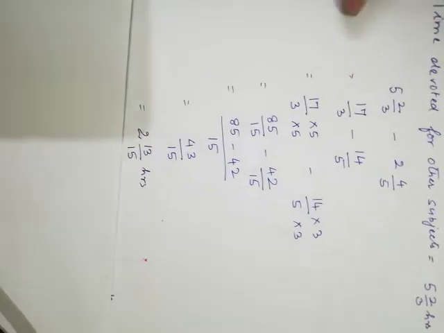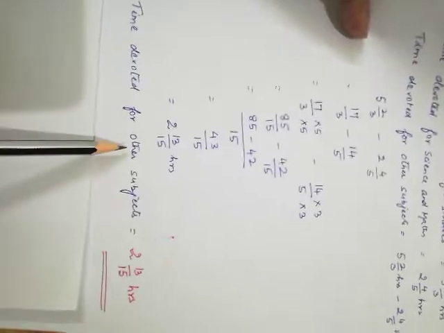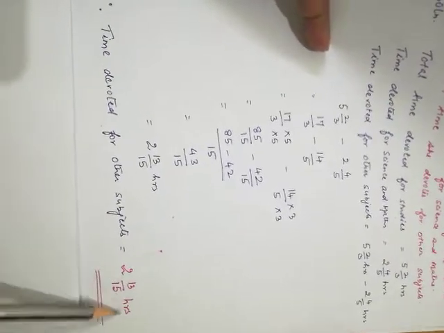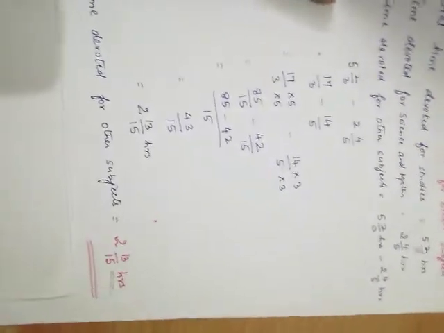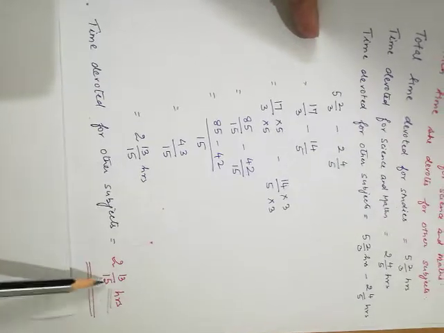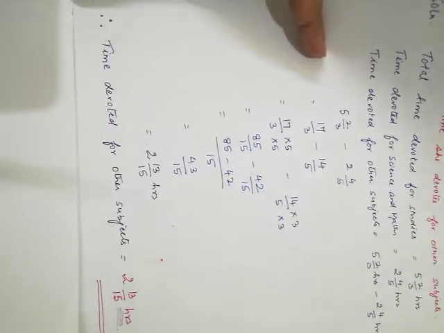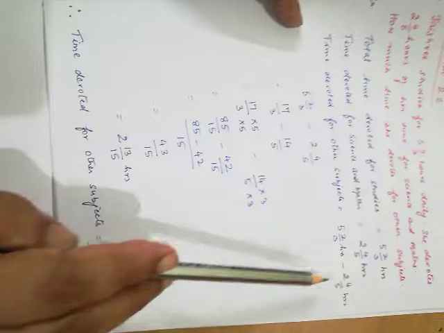This is not over. When statements are given, you have to write the final answer. Therefore, total time devoted for other subjects is equal to 13/15 hours. This unit has to be written, otherwise it could be kilometers or rupees. You have to write what it is. This is hours, so this unit has to be written. This is the way you are going to do it neatly in your exercise. All this sentence should be in one line and the terms in the other. Understood? Now, let me do another problem.